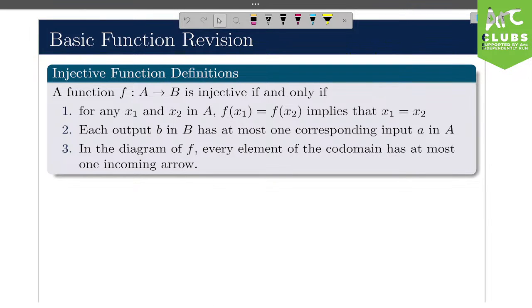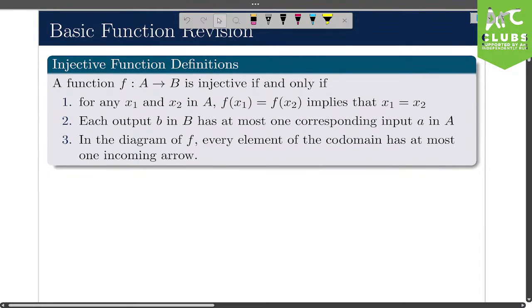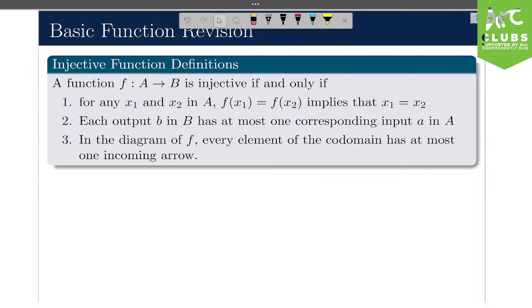Some basic revision of what we talk about in relation to functions. We've got injective functions, right? So there's multiple different ways to interpret what an injective function is. All three of these conditions are actually equivalent, and I'll go through all of them because some of them might be more useful than others in certain cases. A function f from the set A to the set B is injective if and only if for any x1 and x2 in A, f of x1 equals f of x2 implies that x1 equals x2.